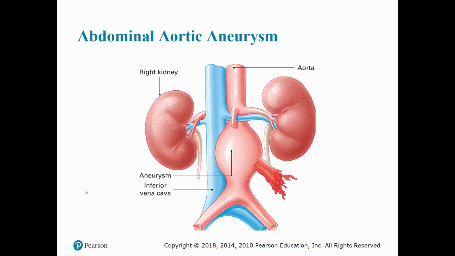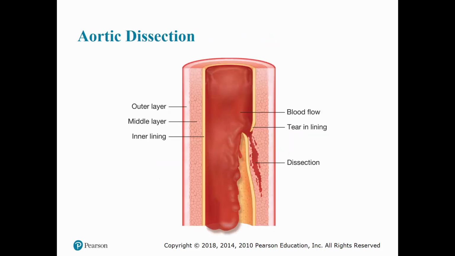And here's a depiction of what actually happens. There's a small tear in the lining of the vessel, so we start to have leakage and a dissection here in the middle layer of the lining, and it begins to balloon out. When it balloons out, that's when we have our aortic tearing and dissection, an aneurysm.